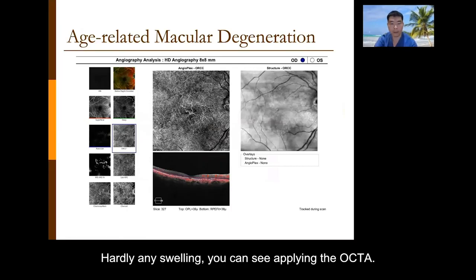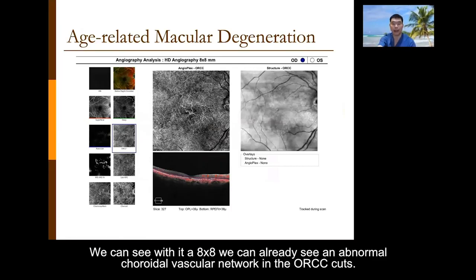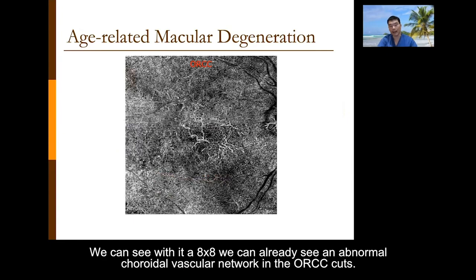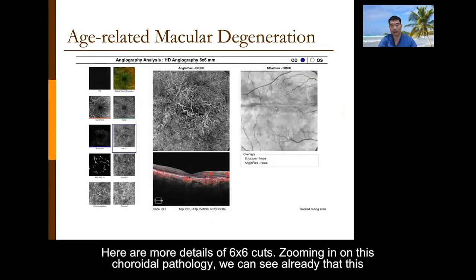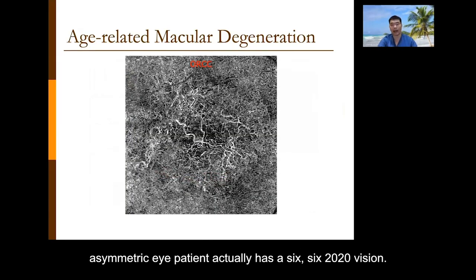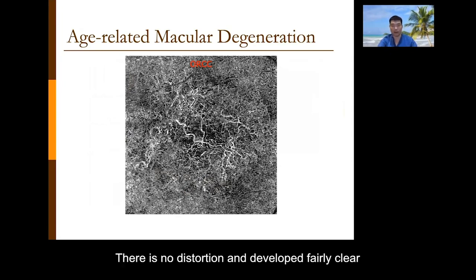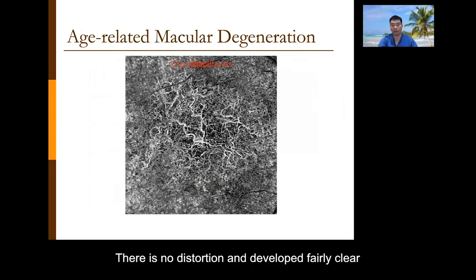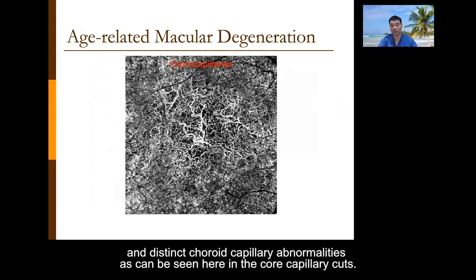Here, applying the OCTA with the 8x8, we can already see an abnormal choroidal vascular network in the ORCC cuts. Here is a little bit more detail on the 6x6 cut, zooming in on this choroidal pathology. We can see already in this asymmetric eye, the patient actually has 6/6, 20/20 vision, does not have any metamorphopsia or distortion, and already has developed fairly clear and distinct chorocapillary abnormalities, as you can see here in the chorocapillary cuts.